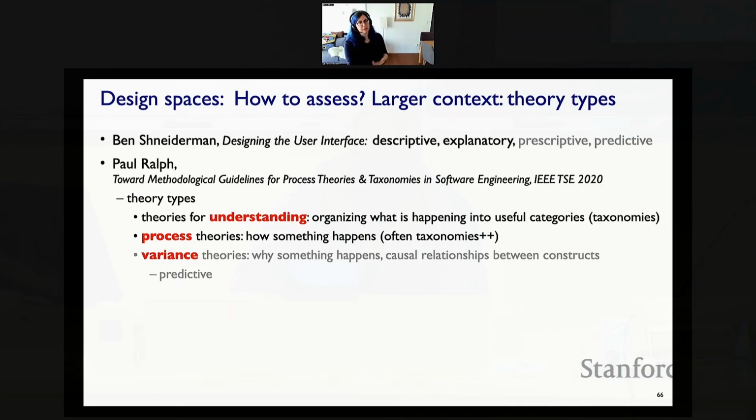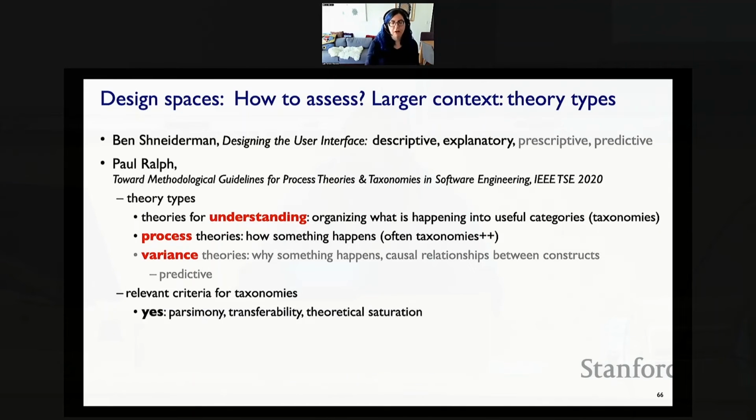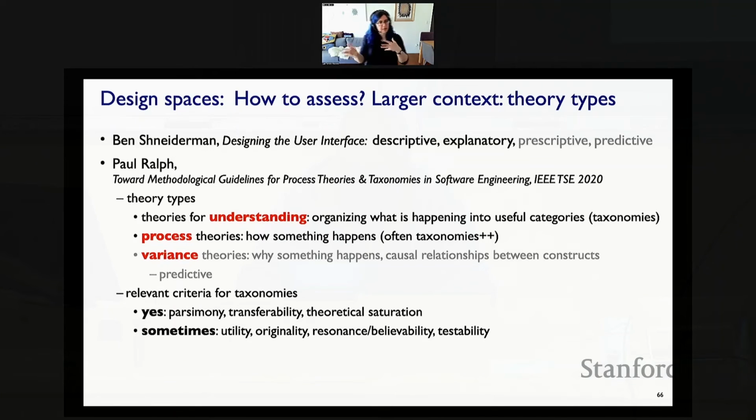And so since we're not doing that kind of predictive thing, this has implications for how we assess taxonomies. These are different criteria than the three Beaudouin-Lafon ones. And he discusses which criteria he thinks are relevant for taxonomies, like parsimony, transferability outside the corpus you made it from, and theoretical saturation to make sure you've extracted everything you can. Sometimes questions like: is it useful? Is it original? Does it resonate? Or is it perhaps not resonating by being something surprising and new? Can you test it? These are all interesting, but not necessarily required.